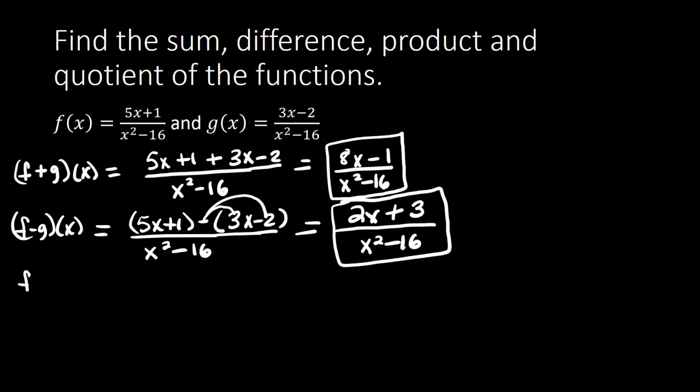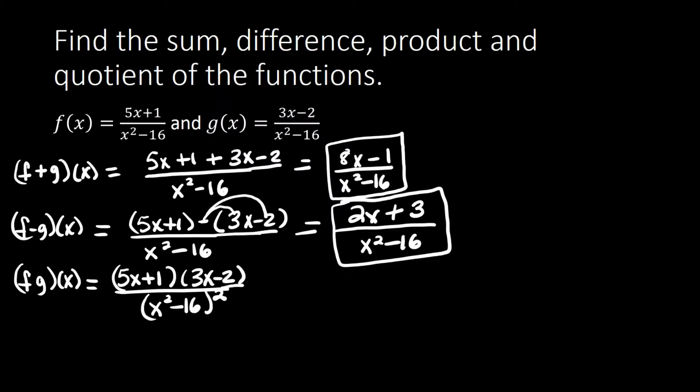Then we have f times g. Now we know that when we multiply fractions, we multiply the denominators. So we have x squared minus 16 times x squared minus 16, which is x squared minus 16 squared. And then we multiply our numerators, 5x plus 1 times 3x minus 2. So here, you don't have to multiply the numerator out, and we're left with just that term there.